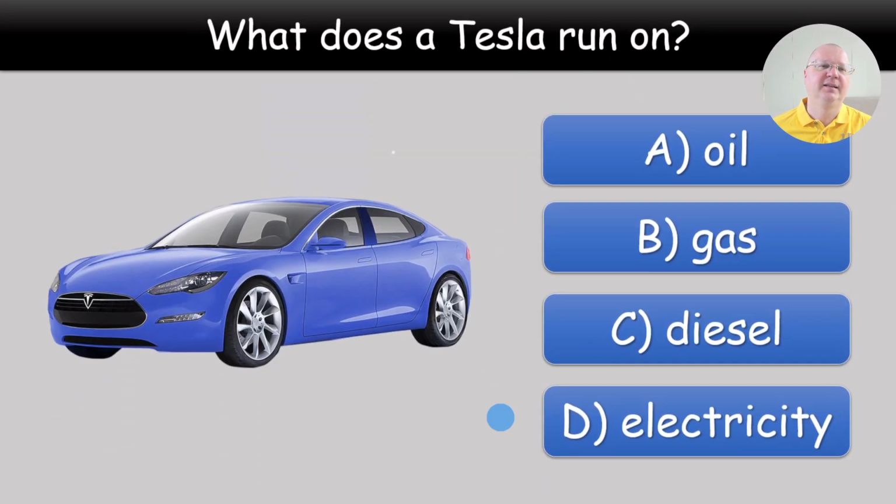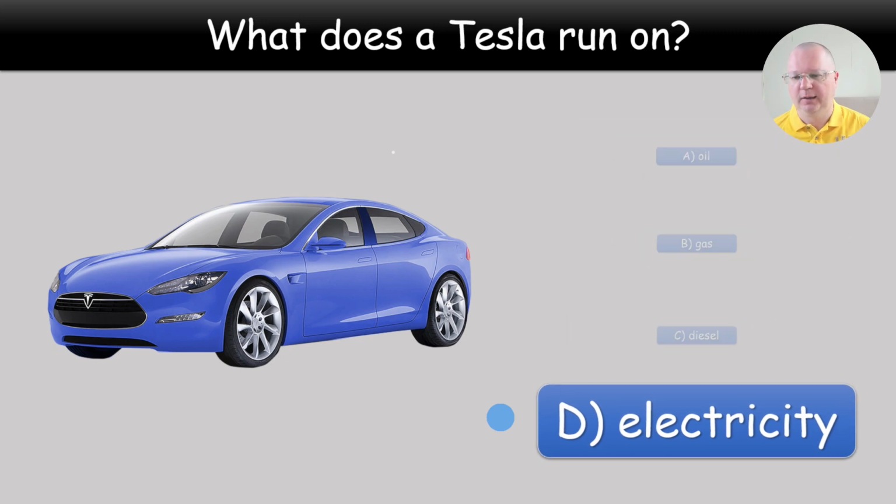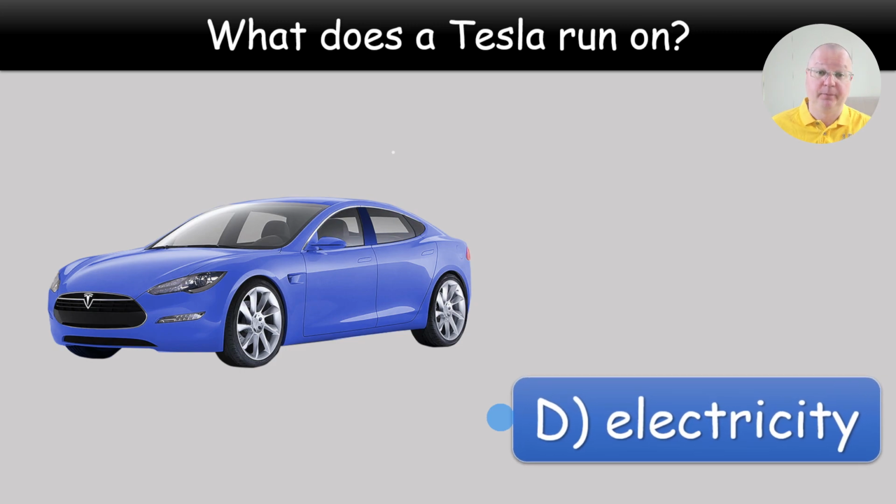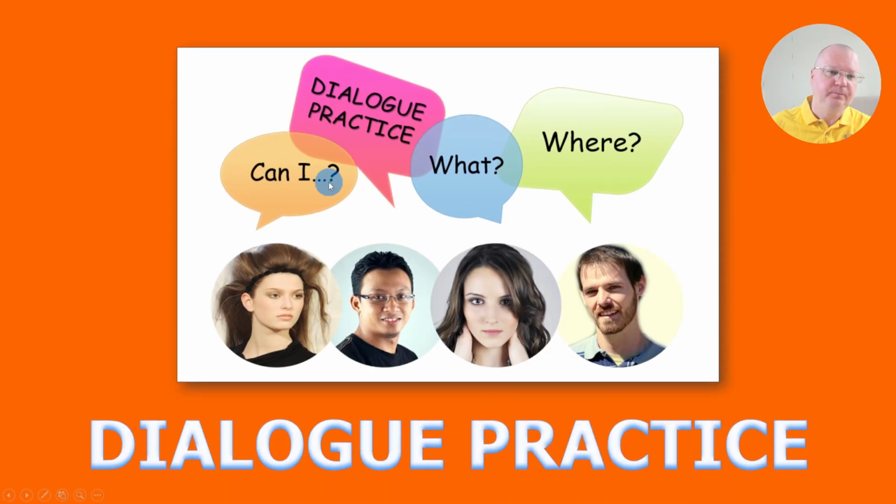Okay, and one more question. What does a Tesla run on? And yeah, here the correct answer would be electricity, right? Okay, now we proceed to dialogue practice.